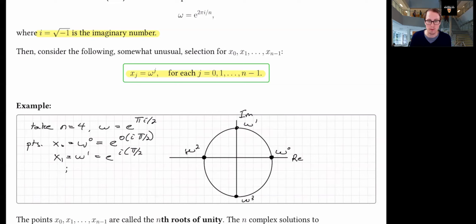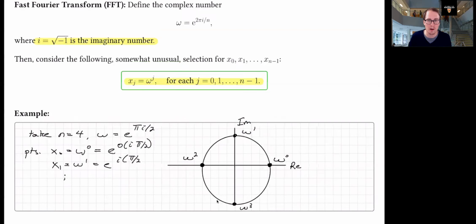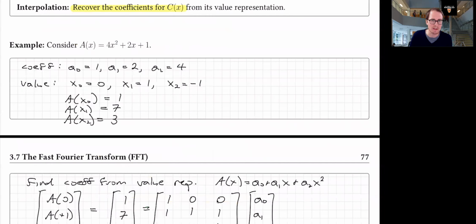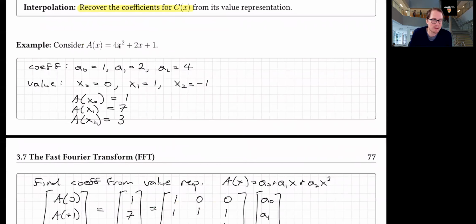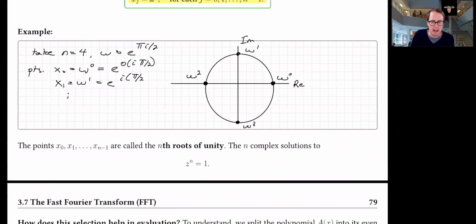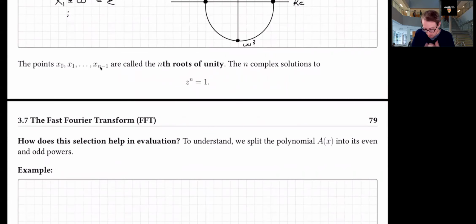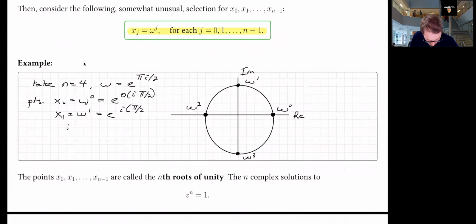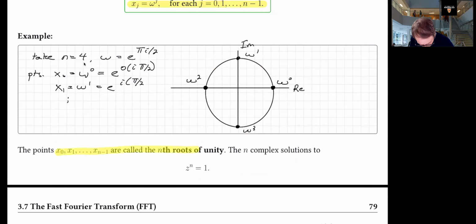So these are the points that we're going to use to evaluate the polynomial. It seems kind of unusual because I'm plugging in complex numbers, but you can do it, right? If I take this polynomial, I can plug in a complex number here. It evaluates to something. It's going to be some complex number, but that's fine. And the reason for it, I'll tell you in just a second, like why we're doing this particular selection. But these points, x0 through xn minus 1, are called the nth roots of unity. They are the complex solutions to the equation z to the power of n equals 1.